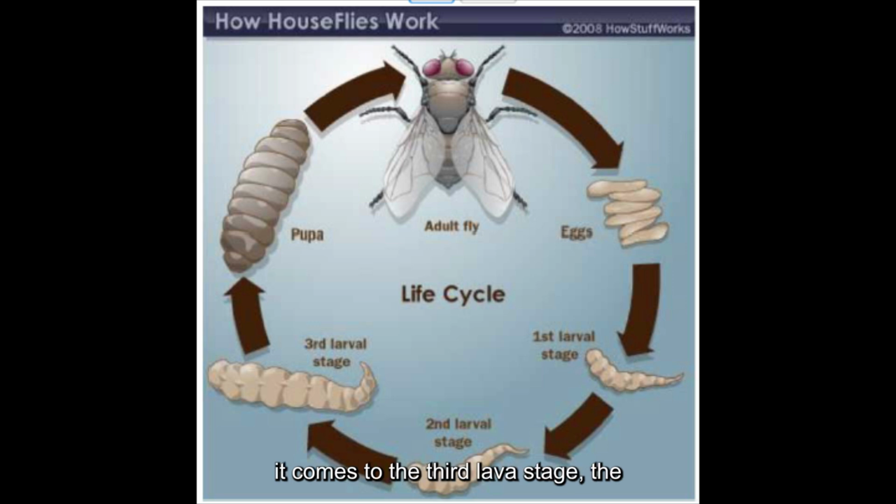When it comes to the third larva stage, the larva becomes much larger and the color starts to become darker. After that, the cycle reaches the pupa stage where the larva is covered with dark skin. The pupa becomes an adult fly eventually, which can lay eggs again, and let the process continue. In conclusion, this image gives a vivid illustration of the life cycle of a fly.